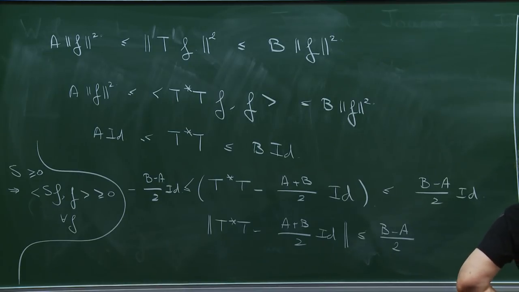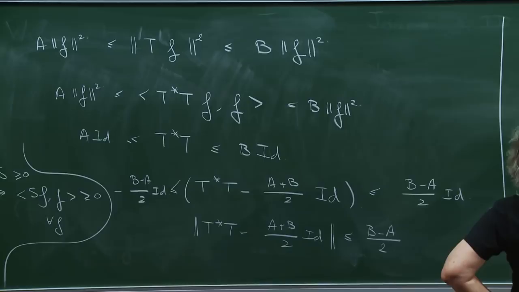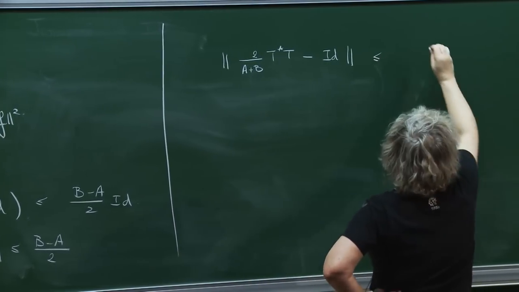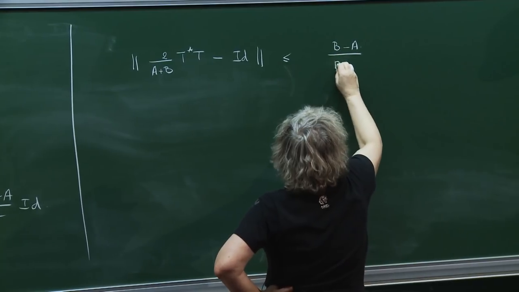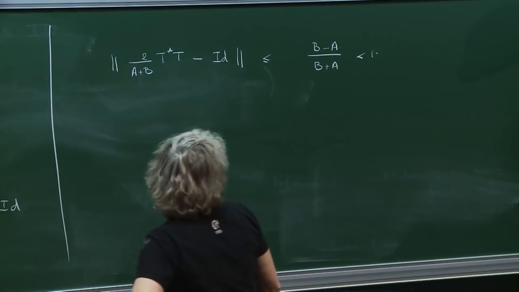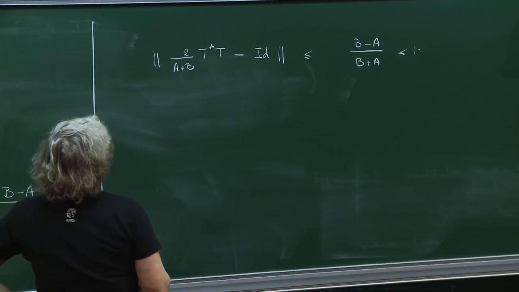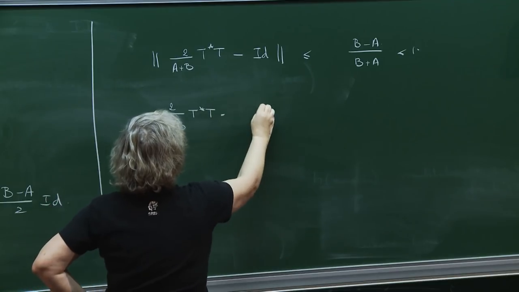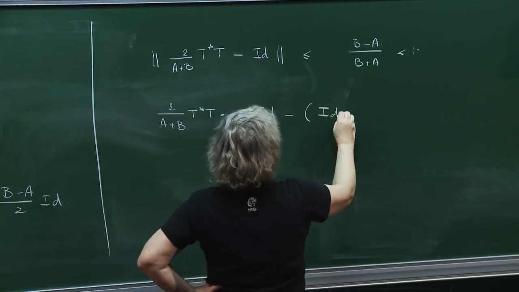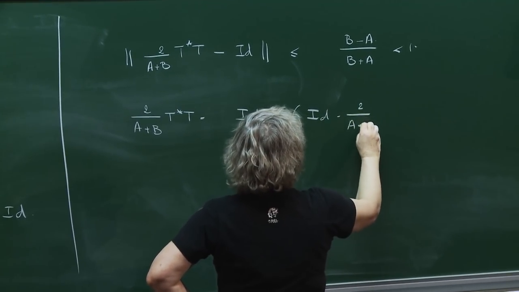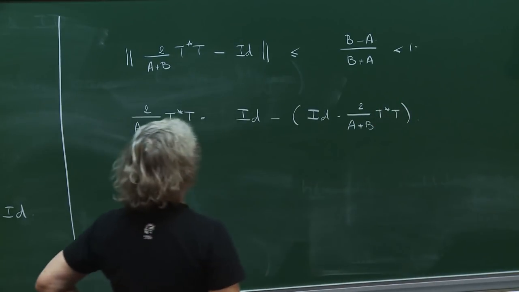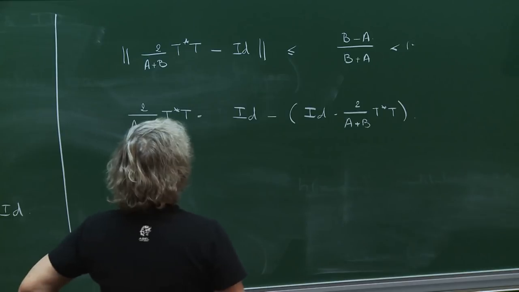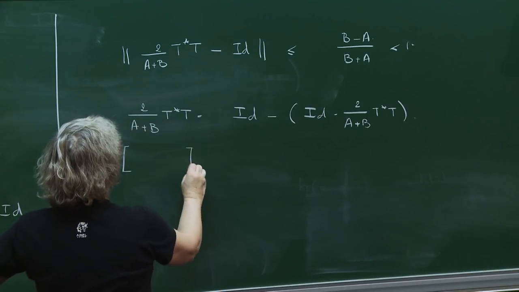Which means that in a certain sense, this multiple of T star T is close to the identity, meaning that it's smaller than (b minus a) over (b plus a), which is a number strictly less than 1. And that means that we can write this as the identity minus something small. In my native Flemish, we would say that's a truth as big as a cow. And so that means that I can try to invert this operator.